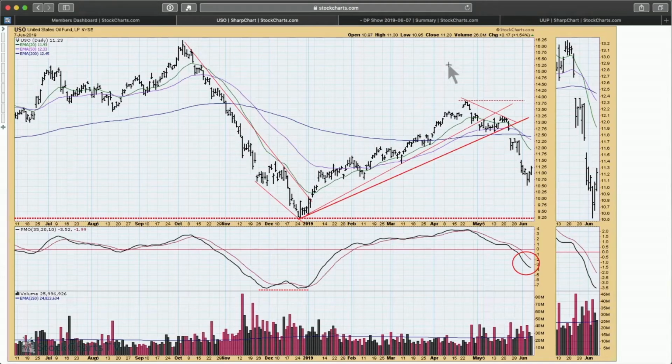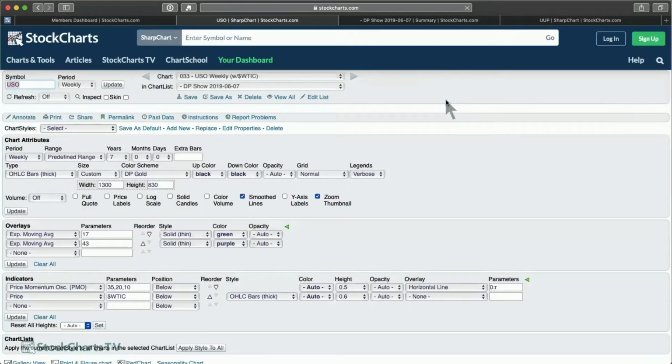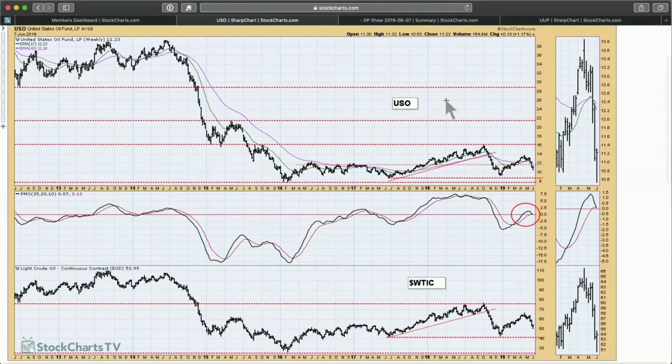Let's look at the weekly. Weekly PMO has crossed down through the signal line. And I've got the crude oil chart up there, WTIC, just to show that there is support around 42. So that's possibly a downside target at this point, assuming that prices will continue to fall.